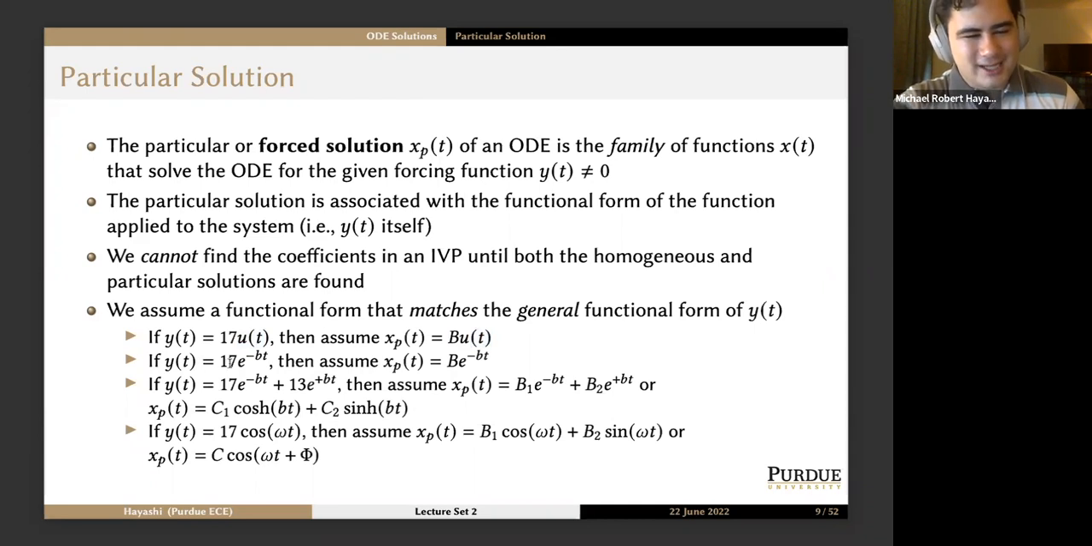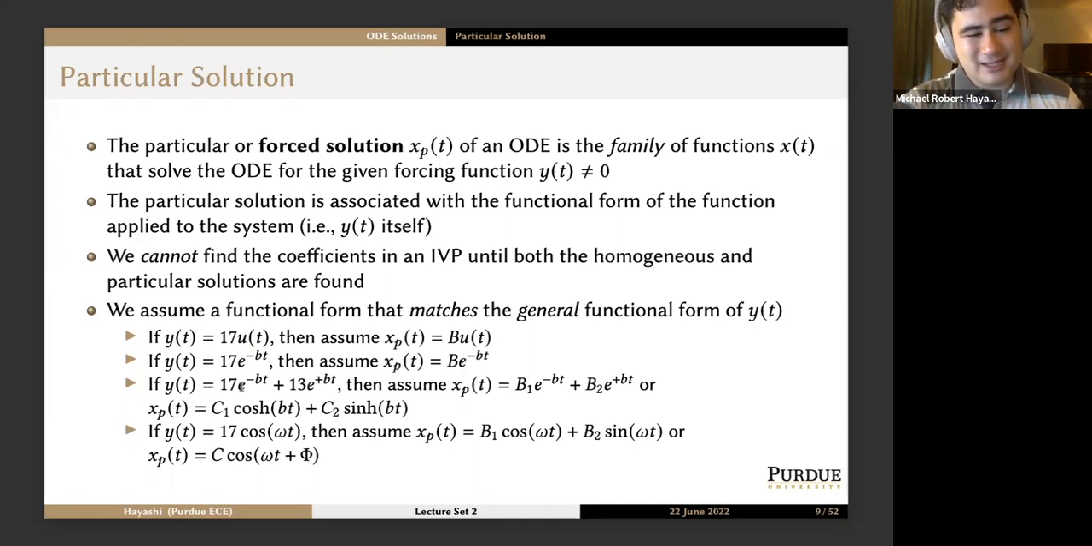If y of t is 17e to the negative bt, then assume that x sub p of t is equal to b times e to the negative bt. We can expect some scaled version of the same exponential that appears. And by same exponential, I mean it has the same negative b times t structure in the exponent.